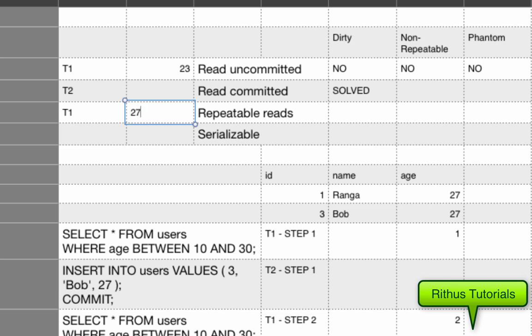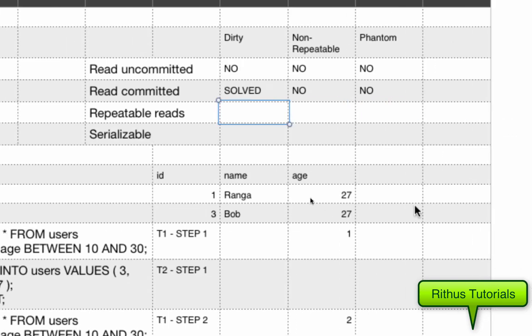So if T1 is trying to read the value, it would get the new value 27. So in read committed, the non-repeatable read is not solved and phantom read is not solved also. The next one, repeatable reads, is one where more of these are solved. In repeatable reads, dirty reads are solved and non-repeatable read problems are solved. However, the phantom reads are not solved.